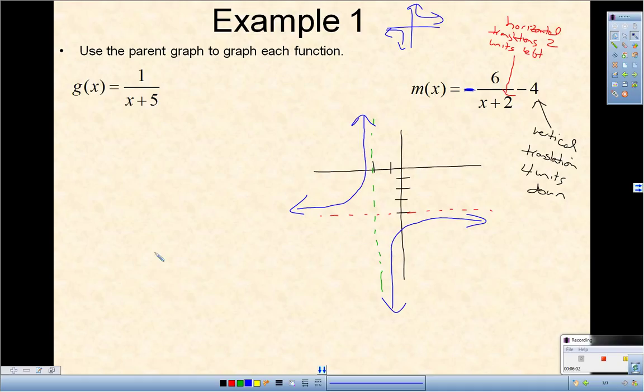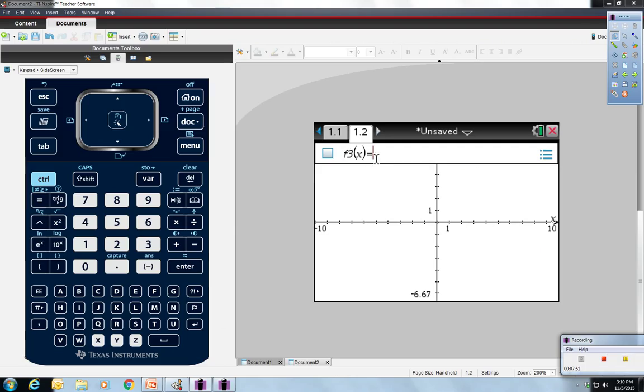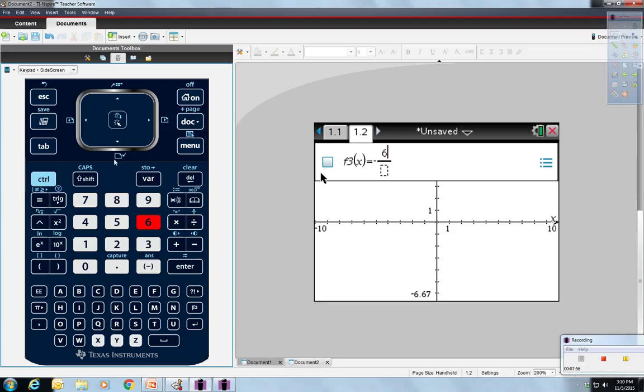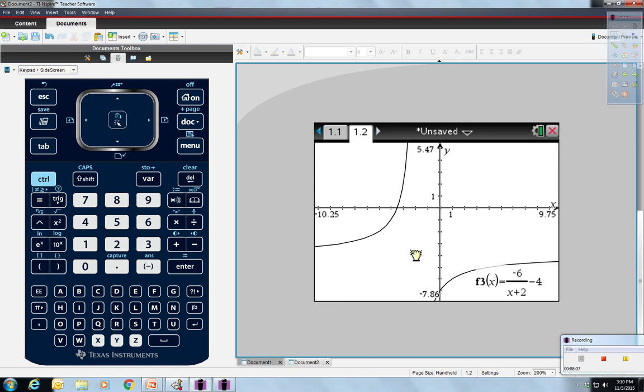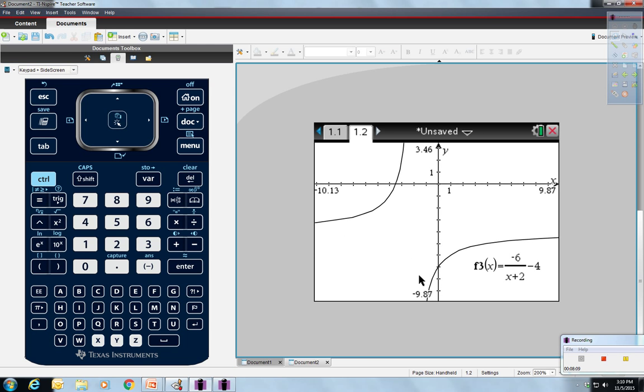So we're going to do the same thing. We're going to take a look at it in our graphing calculator. So let's type this in our graphing calculator. We're going to have negative, and then Control Divide, and then 6, and then that was x plus 2, and then off to the side minus 4. So I typed it in, I hit enter, and let me just move my graph just a little bit so you can see it. But if you notice, there is a vertical asymptote here at negative 2, and there's also a horizontal asymptote here at 1, 2, 3, at negative 4.